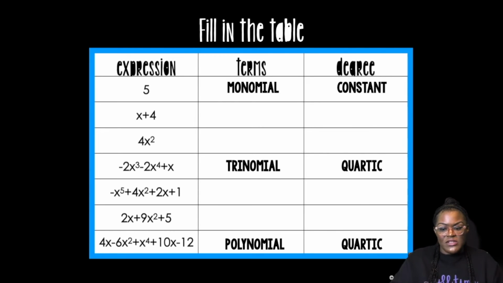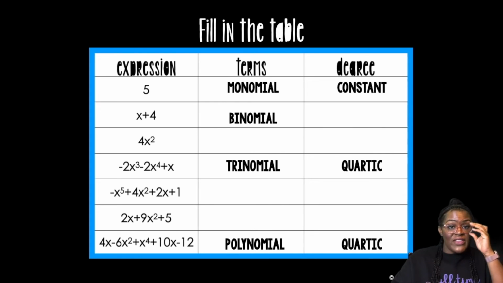Let's go to the second one. So I have x plus 4. How many terms is that? I have an x and I have a 4. So that is 2 terms, but the fancy word for 2 terms is binomial. And then I have the degree. I only have one variable, x. What's the imaginary exponent on that x? It's 1. The exponent is 1, so I call that linear.